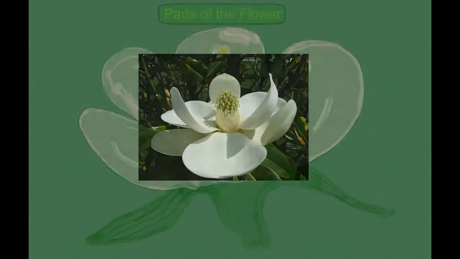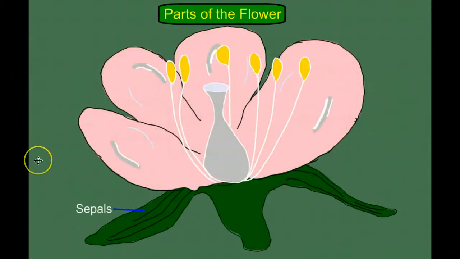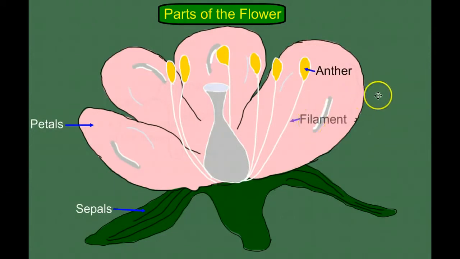When we look at the flower, down here we have the sepals. These were covering the flower when it was just a bud, protecting the growing bud. We have the petals. We'll talk about the function of petals later. We have the anther and the filament, which together make the stamen. This is the male structure of a flower.